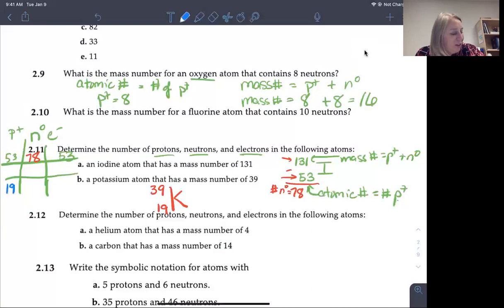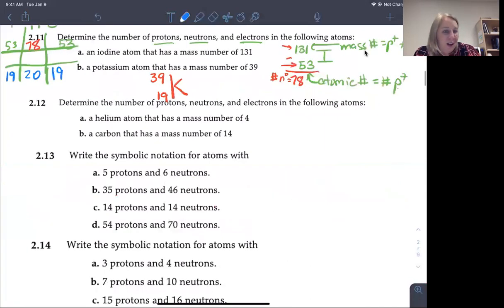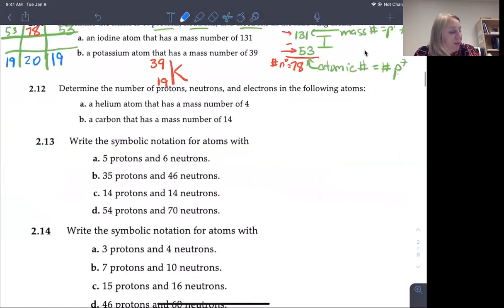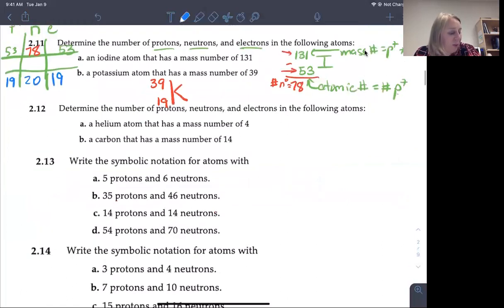My number of electrons is 19 because I know my protons are equal to my electrons in a neutral atom. And then all I have to do is subtract the two. So when I subtract the two, 39 minus 19, I get 20. Okay. All right, 2.13. Write the symbolic notation for atoms with 5 protons and 6 neutrons.